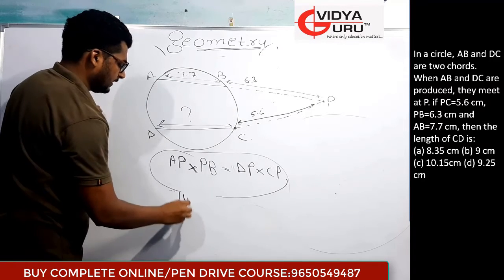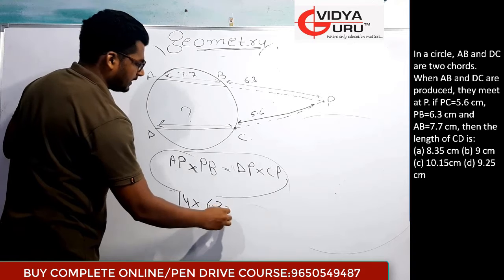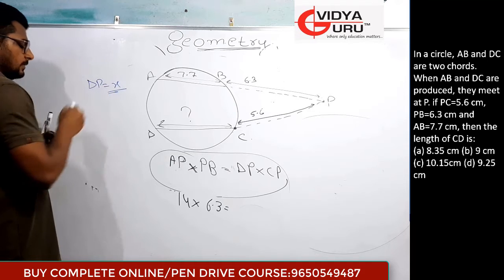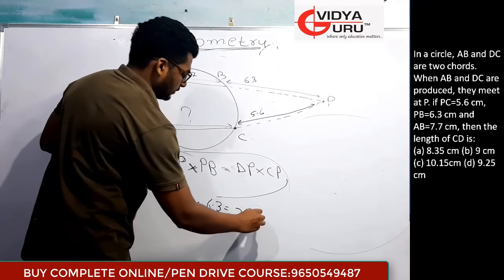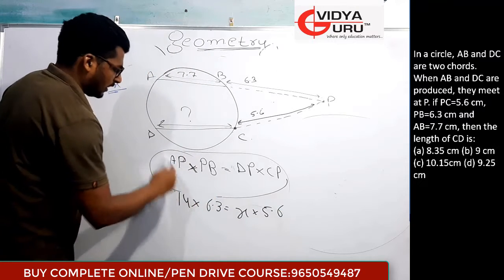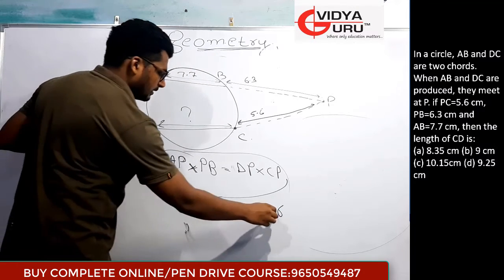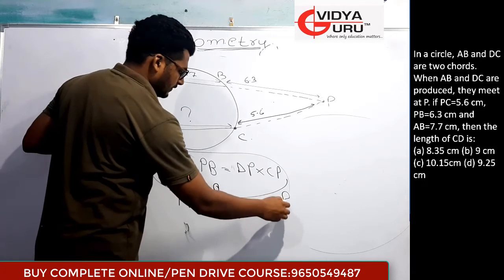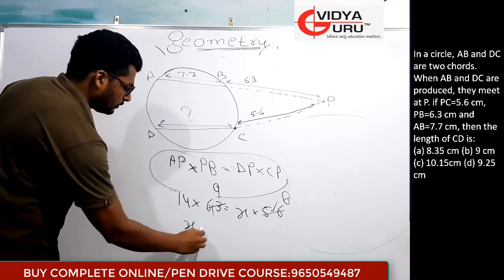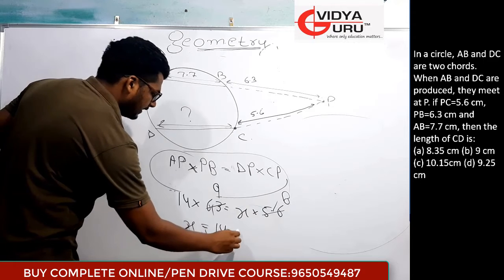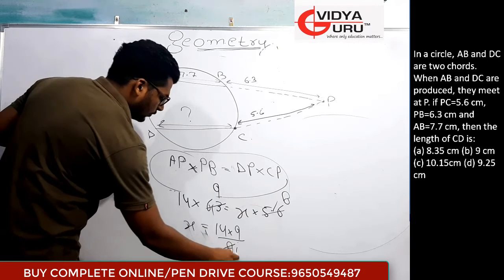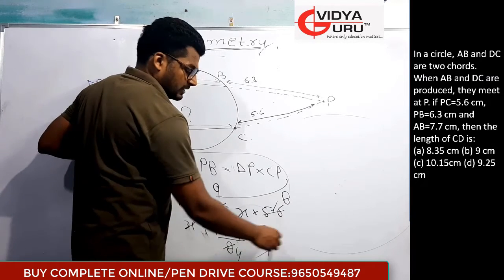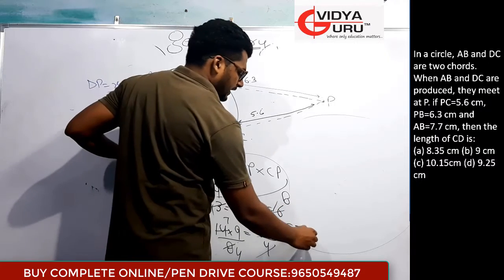AP is 14. PB is 6.3. Let DP be X, and CP is equal to 5.6. So what will be DP? I can remove this decimal. 7 9s are 63, 7 8s are 56. X will be equal to 14 into 9 by 8, which is 63 by 4. 15 4 times is 60, 3 will be left, so 15.75.